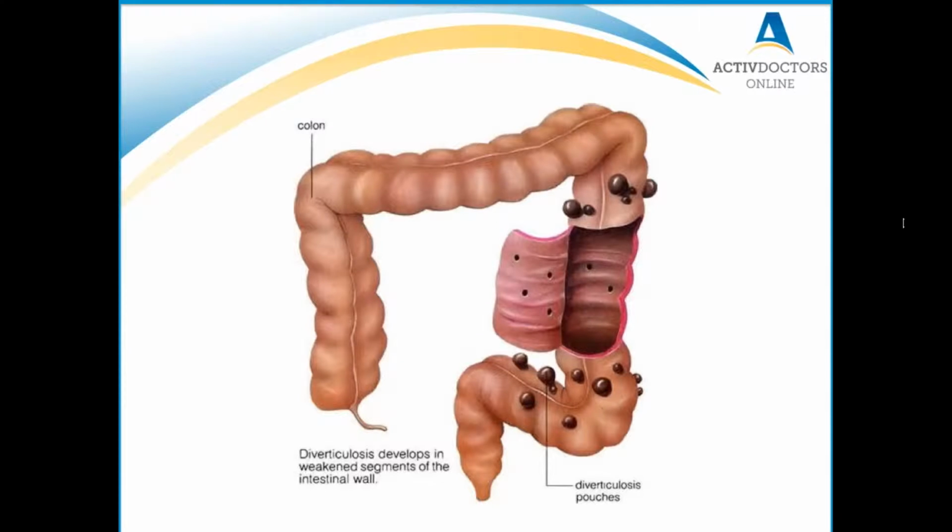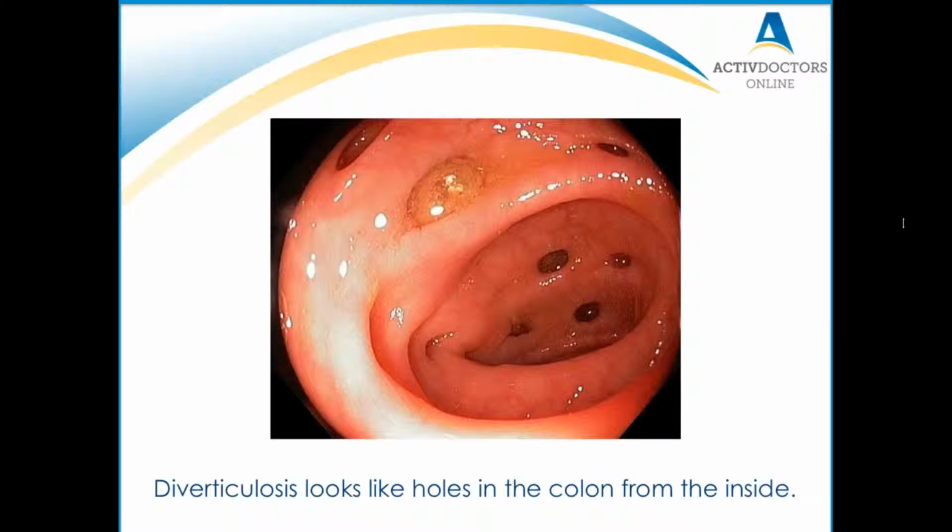Since we've been talking a lot about colonoscopies, I just wanted to show a picture of what diverticuli or diverticulosis look like from inside your colon. And again, they look from the inside like little holes in your colon, almost like you have a Swiss cheese colon. But in actuality, they're not holes, they're all little pouches that are coming off of the colon.